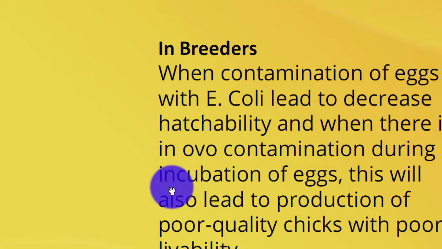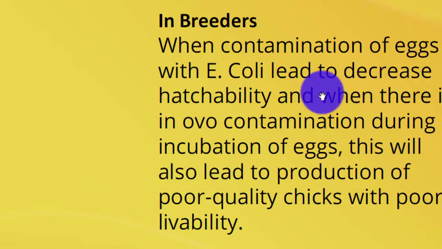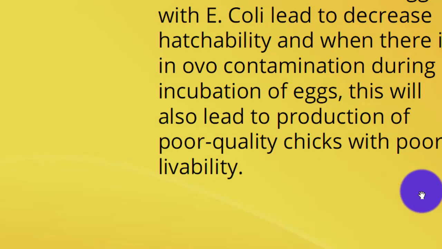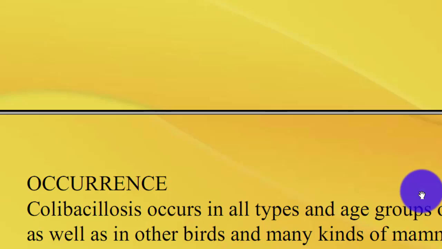In breeders, when contamination of the eggs with E. coli occurs, it leads to decreased hatchability, and when there is in ovo contamination during incubation of eggs, this will also lead to production of poor quality chicks with poor livability.